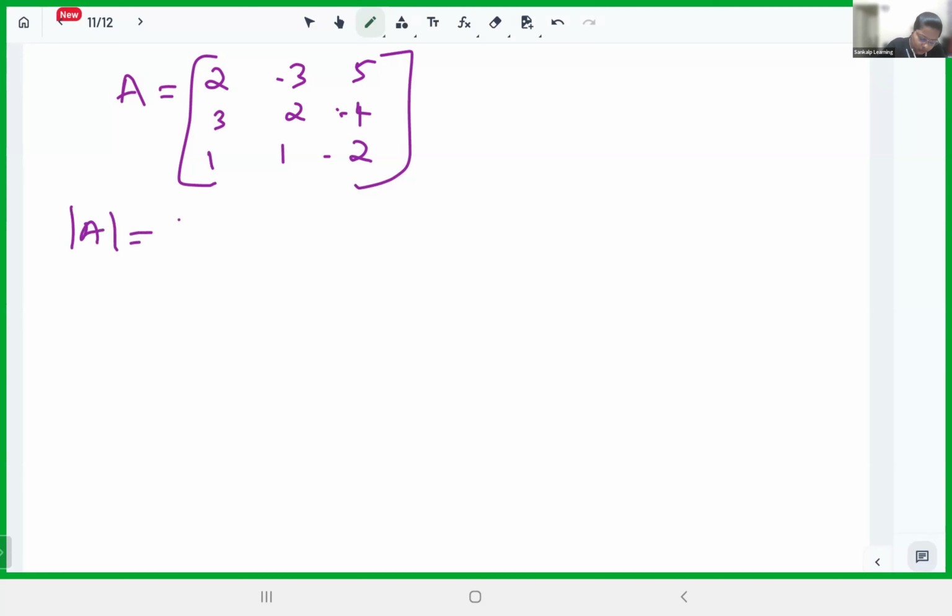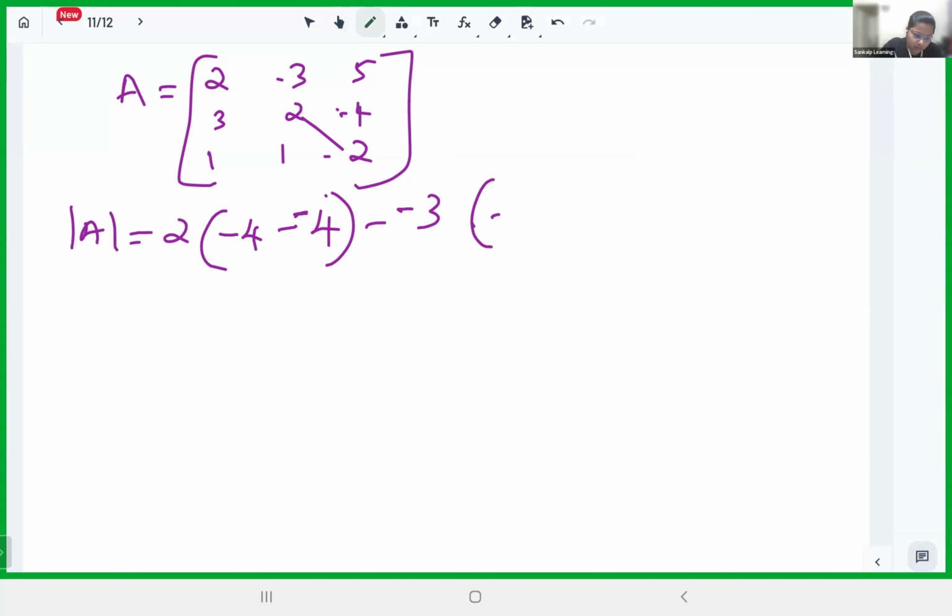All right. So A is equal to, from the question, 2 minus 3, 5, 3, 2 minus 4, 1, 1 minus 2. Now we are going to find out the determinant of this matrix. Determinant A is equal to 2 into minus 2 is minus 4, minus 1 into minus 4 is plus 4, right? Then minus 3 into, you have to delete the row and column containing minus 3. So it is 3 minus 4, 1 minus 2.